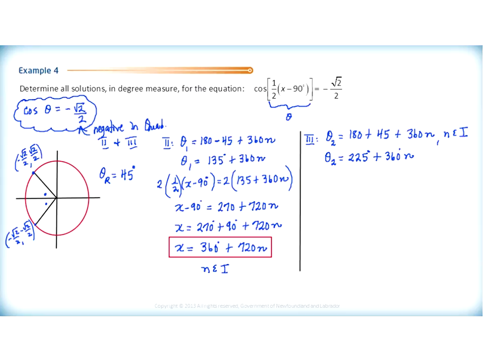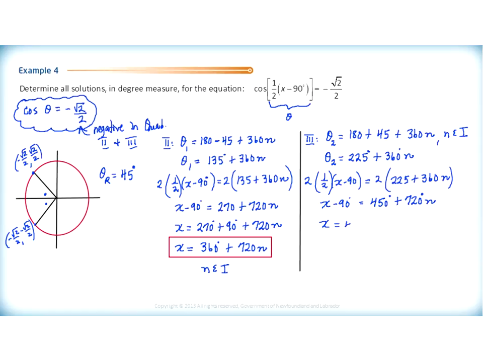Solving for x, we replace theta with 1/2 times x minus 90 will equal 225 plus 360 n. We will multiply both sides of the equation by 2 to help us solve for x. So we have x minus 90 degrees is equal to 450 degrees plus 720 degrees times n.